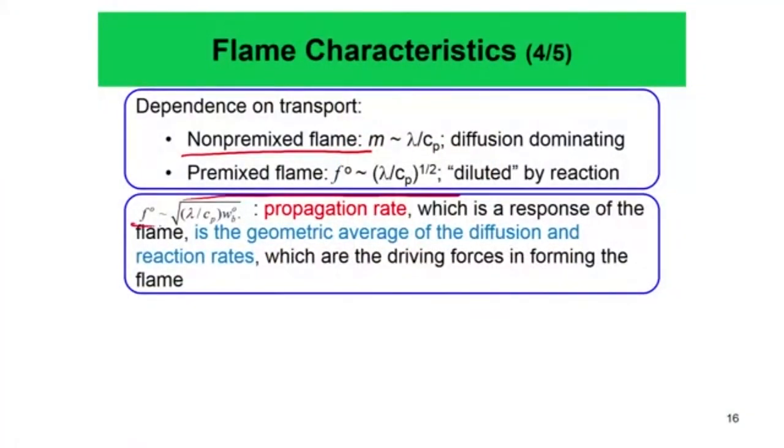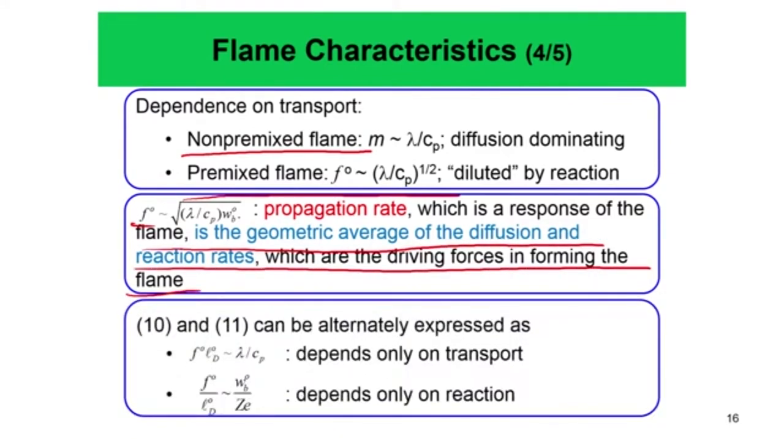Okay. So as a result, what you have seen is that F0 is essentially proportional to the square root of lambda by Cp times WB0, or the propagation rate is a response of the flame, which is the geometric average of the diffusion and reaction rates, which are the driving forces in forming the flame. And here of course we can say that F0 times LD0 is equal to lambda by Cp, which depends only on transport, whereas F0 by LD0 is equal to WB0 times Zeldovich number, which depends only on reaction.